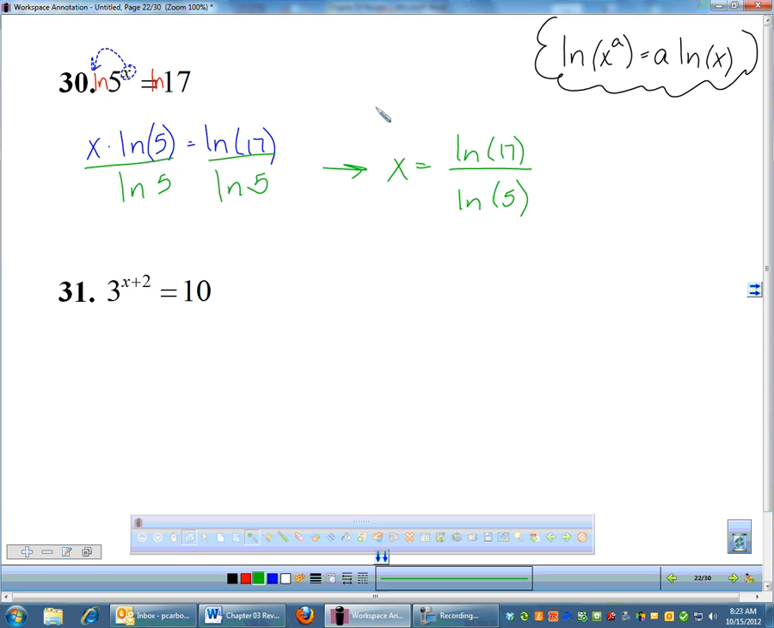And you do not have to punch that in the calculator. As a matter of fact, I would rather you didn't punch that in the calculator. Just leave it as ln 17 over ln 5, and I'm happy with that answer. Okay, so number 31, same problem.